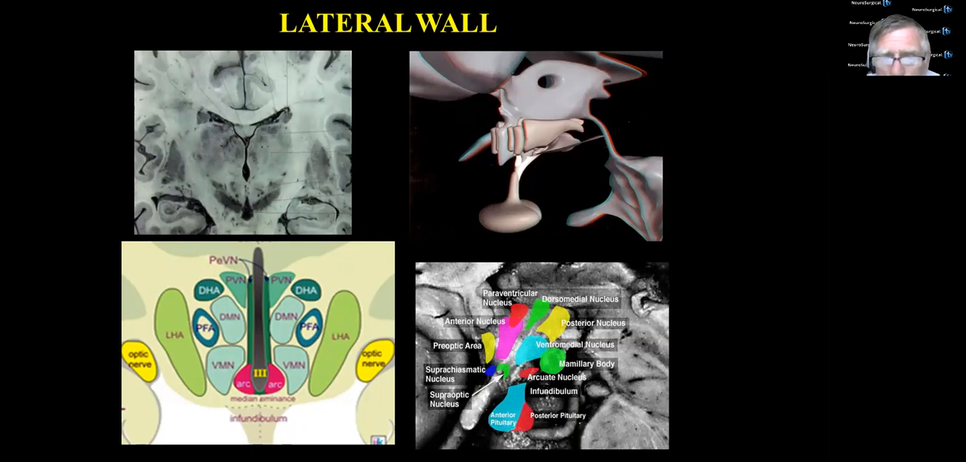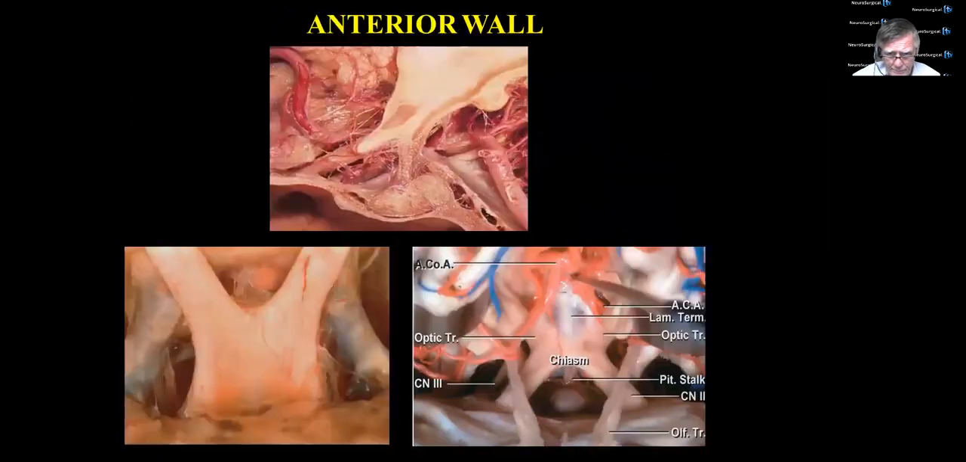So the anterior group, i.e. the preoptic, the supraoptic, and the chiasmatic nuclei, are concerned with your sex development and with your circadian rhythm. While the middle ones are concerned with your eating habits, hunger habits, and so on. And the posterior ones are related to your mood. So your very existence is controlled by these nuclei. The anterior wall is made by the lamina terminalis, which is this one.